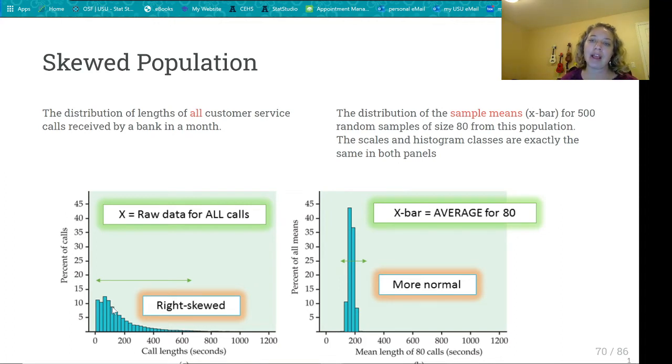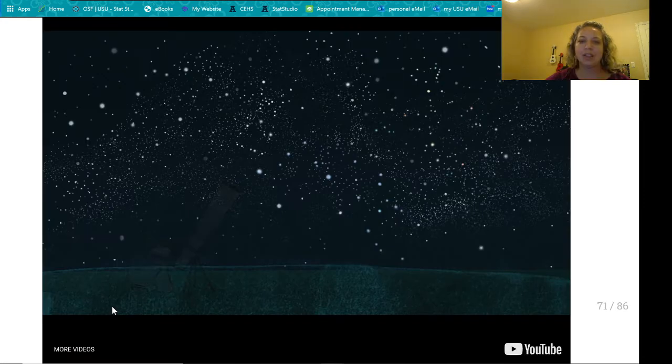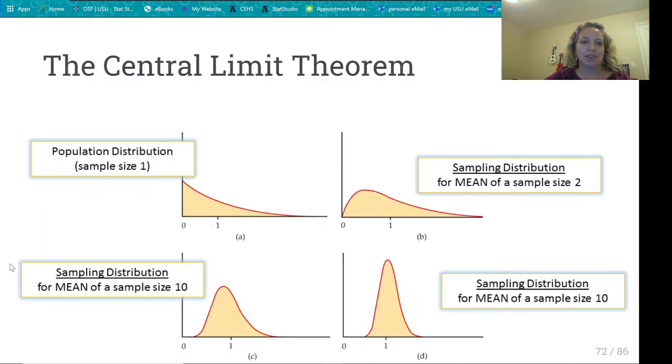But if I take a random sample, say 80 of those calls, and calculate the average of those 80, and then I take another sample of 80 and calculate their average, and repeat it over and over and over again, the sample averages, even though the population was skewed, the sampling distribution is very normal. And it is now less spread out.